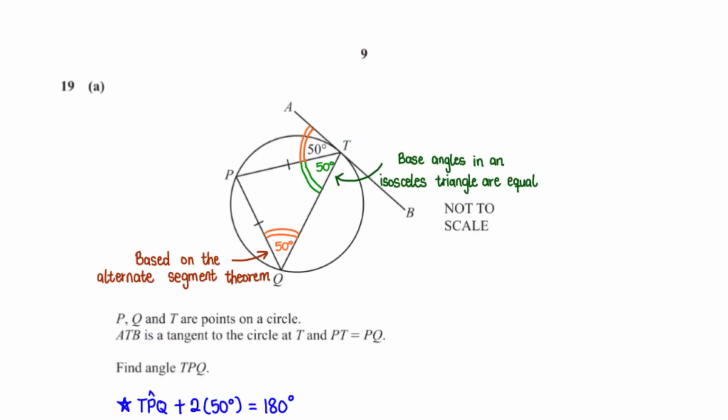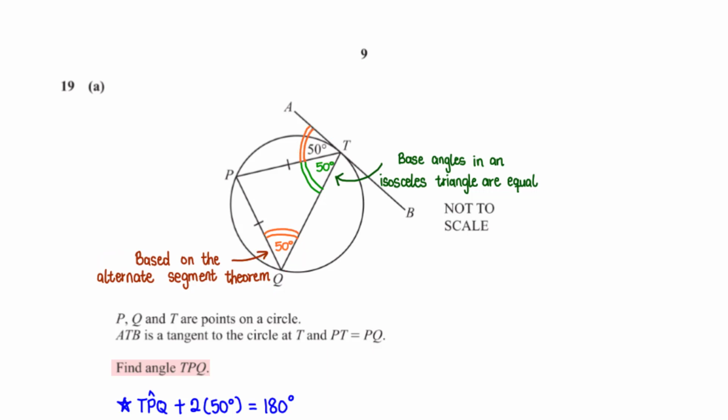P, Q, and T are points on a circle. ATB is a tangent to the circle at T, and PT equals PQ. Find angle TPQ. Based on the alternate segment theorem, this angle here is also equal to 50 degrees.